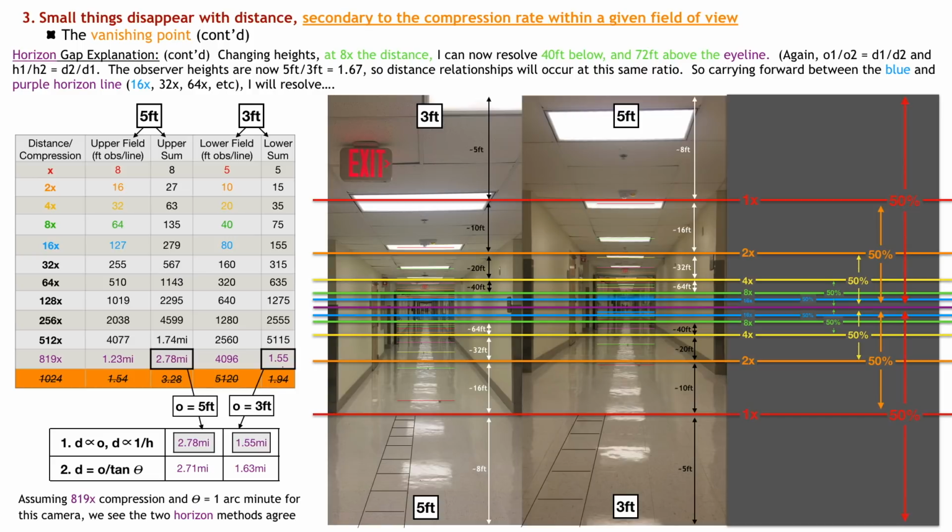So the observer heights are now 5 foot and 3 feet, for an observer ratio of 1.67, and we see that the distance ratios remain the same at 1.67 roughly. Keep in mind that I am having to average, or try to find as accurately as possible, a distance relationship within the amount of tiles that I'm actually seeing in order to extrapolate that forward. So there is a little bit of an error factor there. But it is roughly the same ratio of 1.67 to 1.8, and it maintains itself throughout as that information compresses off into the distance.